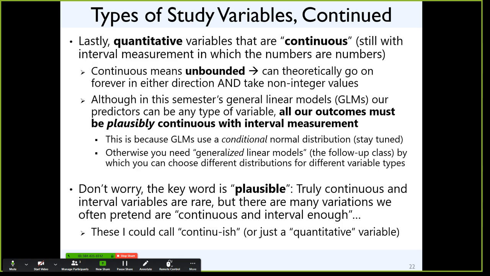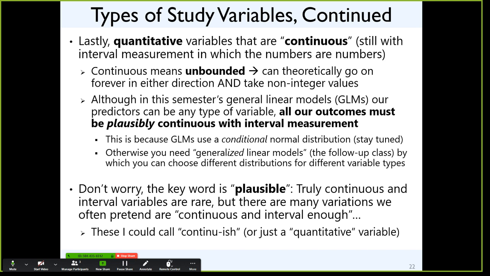And then last but not least, quantitative variables that are actually continuous. So continuous means 2 things. It means unbounded, meaning there's no theoretical lower or upper end that you can hit. And it means they can take non-integer values. These types of variables are basically non-existent. But don't let that stop you. We're going to use that type of variable, or assume that that type of variable works in most of the models I'm going to teach you, because it doesn't have to hold exactly, it just has to be plausible.